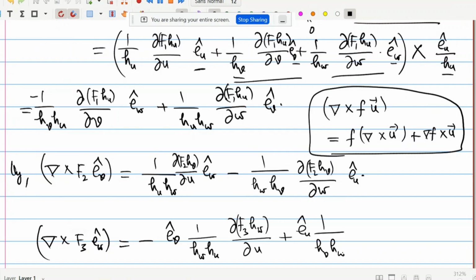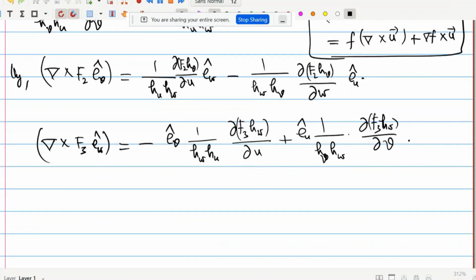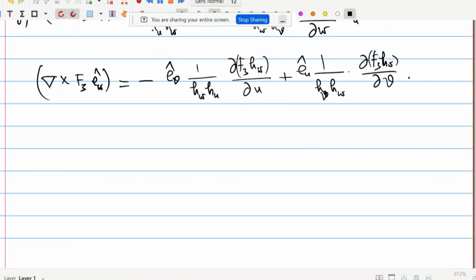HV HW into dou F3 HW of dou V, right? Yes, sir. That's all. So these are the three things. If you add it up, you end up getting curl. Okay, curl. But this is a very complicated thing. So if you add it up and see that both are same, so del cross F, if you do it, it is going to be 1 by HU, HV, HW.